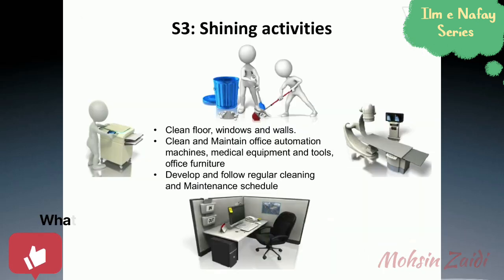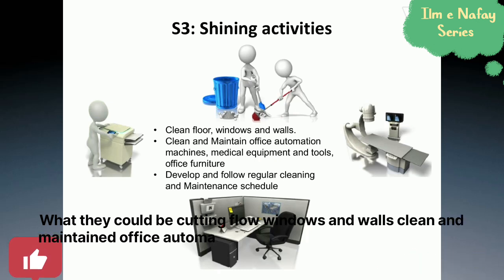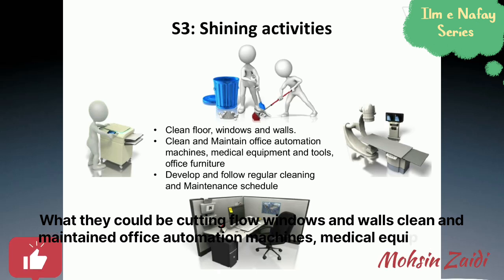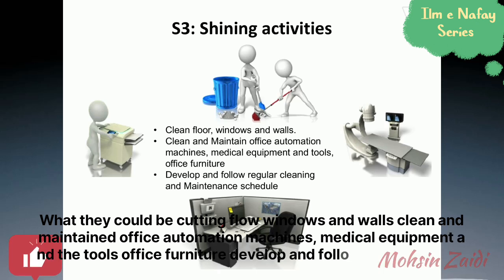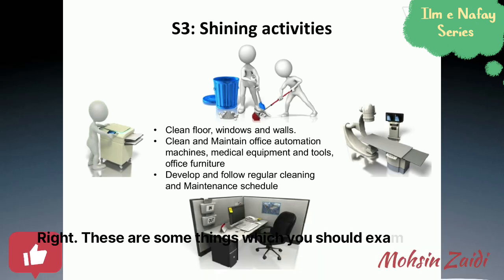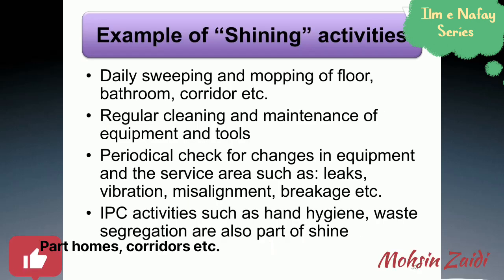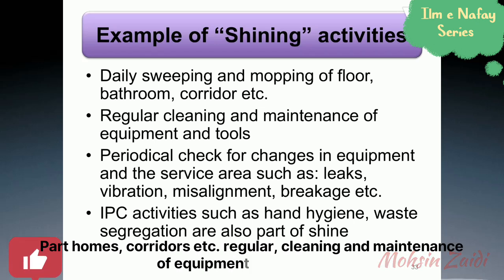Shining activities, what they could be: clean floors, windows, and walls, clean and maintain office automation, machines, medical equipment, tools, and office furniture, develop and follow regular cleaning and maintenance schedules. Right? So these are some things which you should do. Examples of shining activities: daily sweeping and mopping of the floor, bathrooms, corridors, etc. Regular cleaning and maintenance of the equipment and tools.